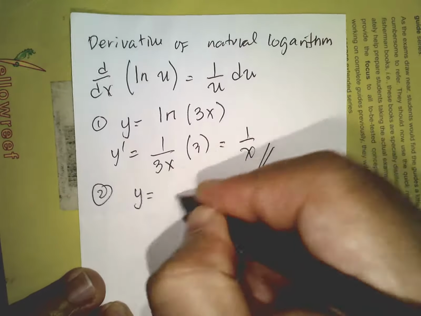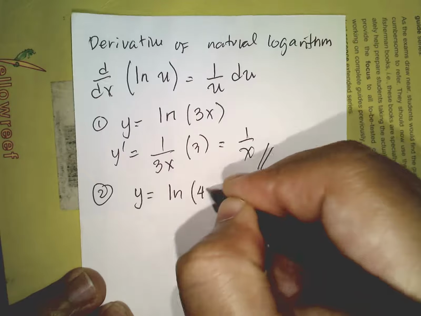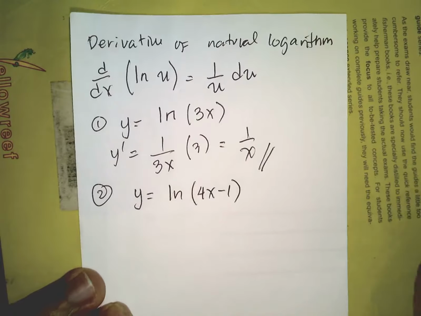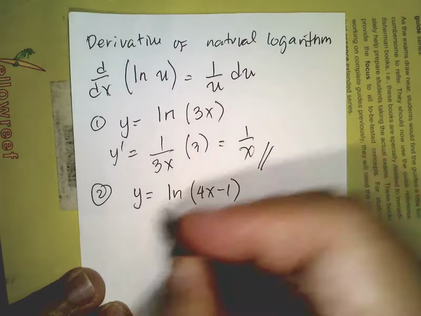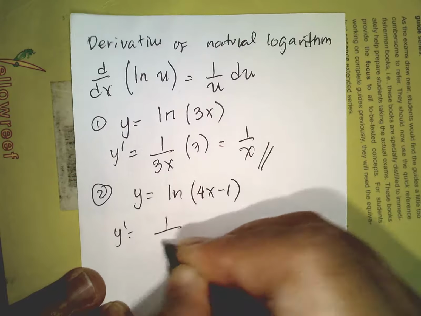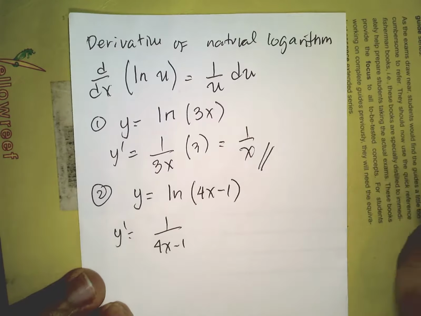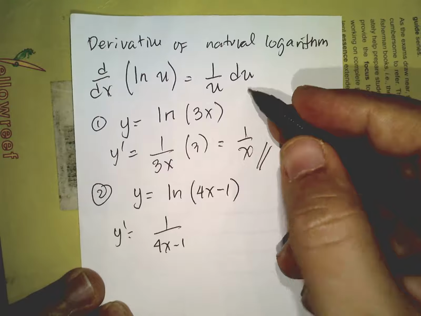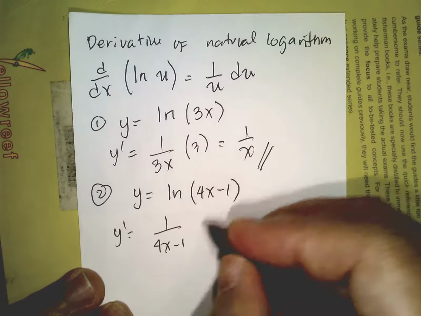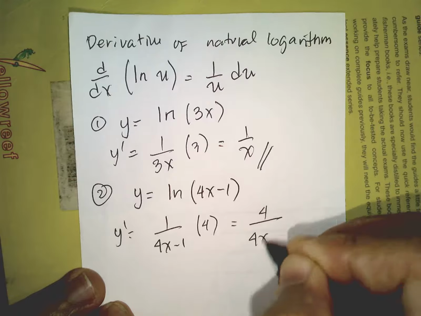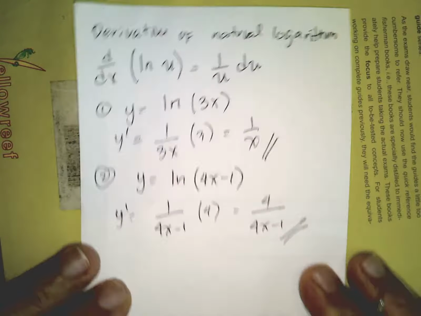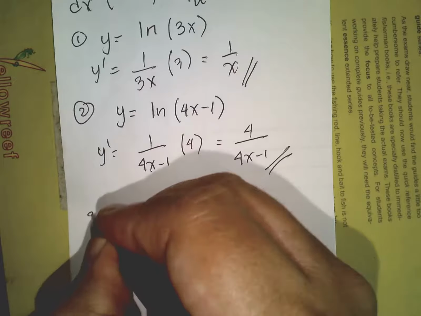Let's try to have another example. Suppose my y is equal to the natural logarithm of 4x minus 1. According to the formula, it's 1 over u times the derivative of your u. So the y prime is 1 over 4x minus 1 times the derivative of your u. The derivative of 4x minus 1 is 4. So the answer now is 4 over 4x minus 1. Finish.